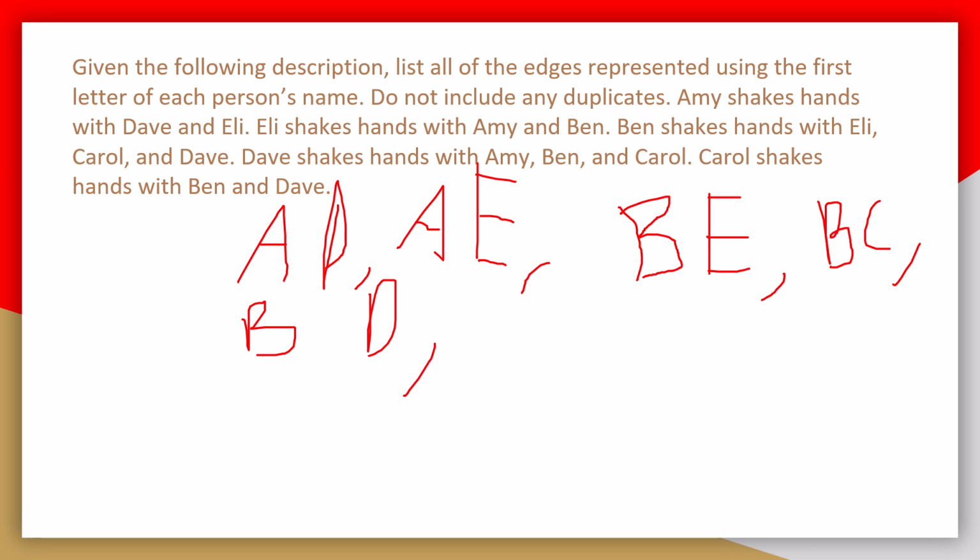And now DA, we've already done that. DB, we've already done that, so we just need DC or CD. And now CB and CD, we've already done those, so there's just these 6 edges: AD, AE, BE, BC, BD, and CD. So this is actually a pretty simple type of question. You just need to make sure that you pay attention and do not duplicate any edges.